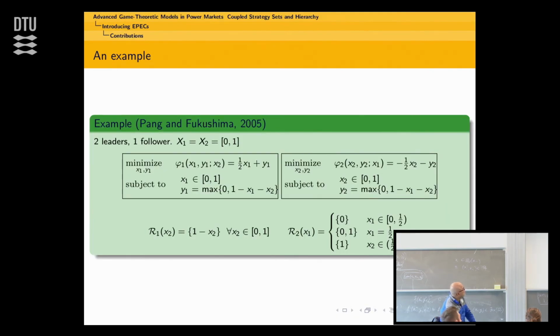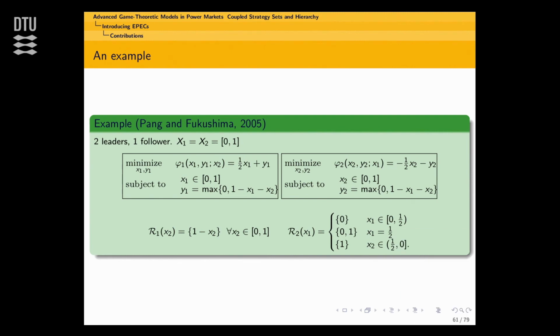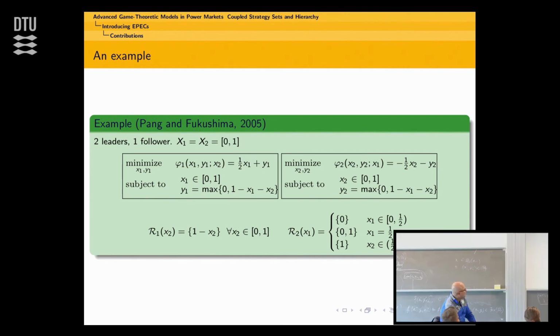So let me show you an example. You remember the example I had with Fukushima? In Fukushima's example, the big one by Pang and Fukushima, this was the one where we didn't have existence. If you look at the reaction maps, this is the reaction map of x1 for player 1. Given x2, this is what you end up doing for all x2 in [0, 1]. The reaction map is 1 minus x2. This is the reaction map of x1 given x2, and this is the reaction map of x2 given x1.